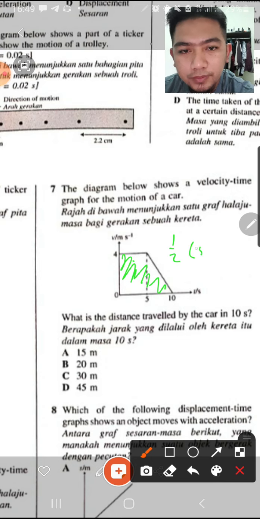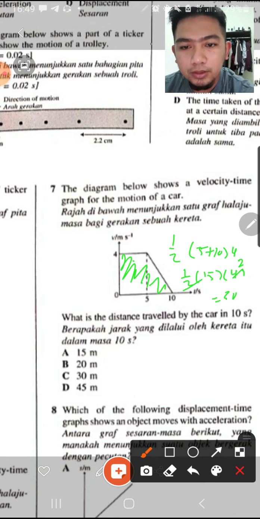So directly substitute into the trapezium formula to find the area under the graph. Here is 5 plus 10 times its height 4. 1/2 times 15 times 4. Simplify this, you get 2. So 15 times 2, you will get 30. So the answer is C. Alright.